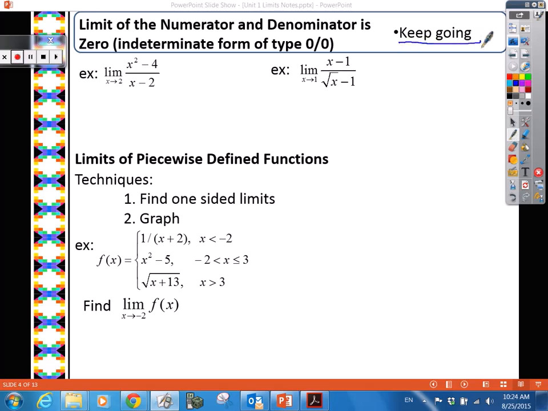Okay, so you can think of it this way. When you see 0 over 0, that means more work. Okay? A number over 0 means stop, infinity or negative infinity. 0 over 0 means more work. And so let's look at these.